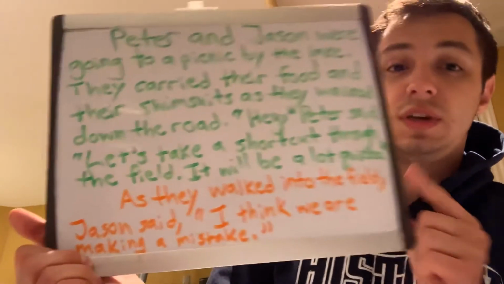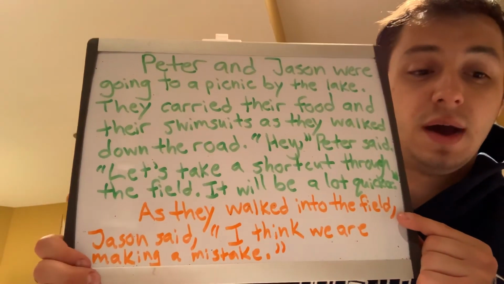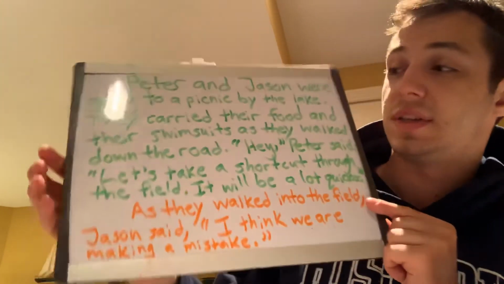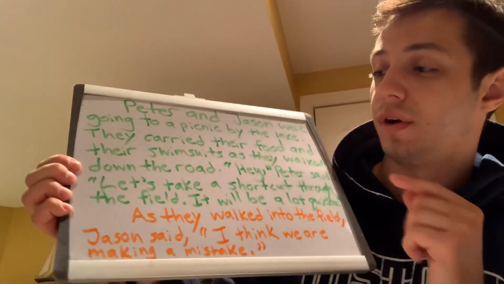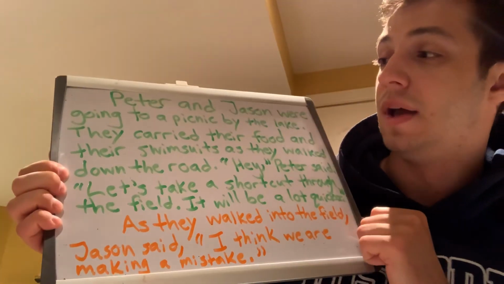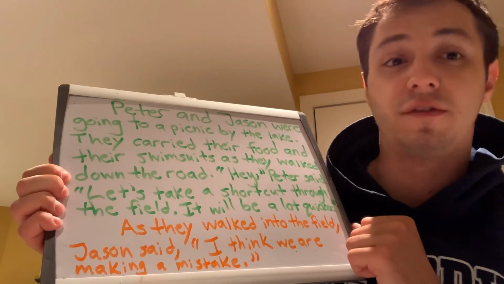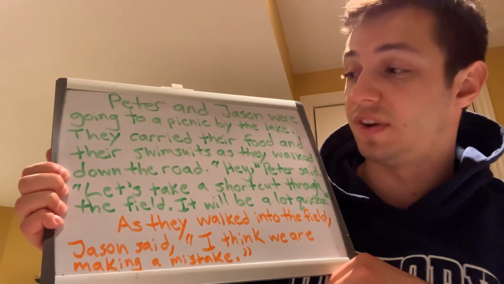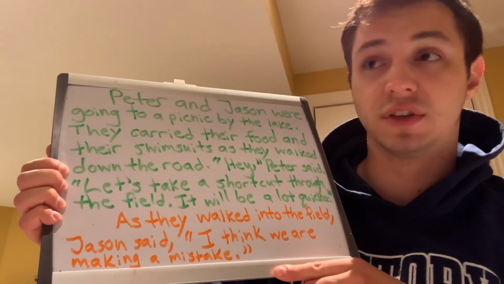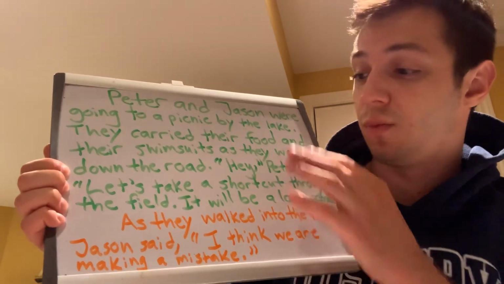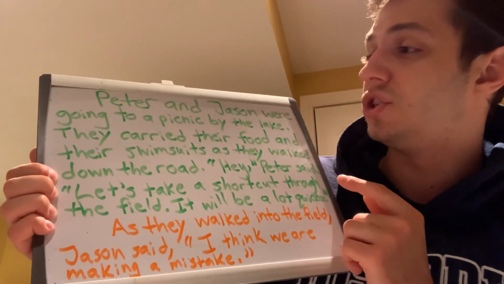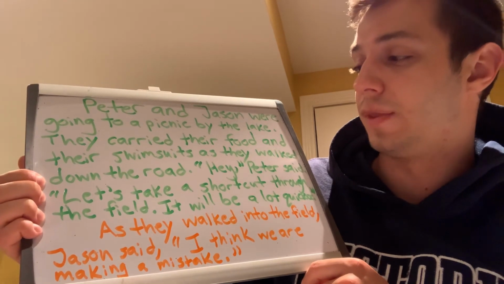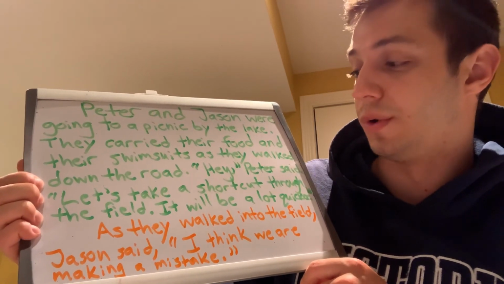So now, using what we wrote in part 1, I want you guys to make up the rest of your story. I'll read over the first part of our story together, and then I want you guys to use the 4 checks and your key vocabulary words and your creativity to finish off the rest of the story. So once again, what we wrote together was, Peter and Jason were going to a picnic by the lake. They carried their food and their swimsuits as they walked down the road.